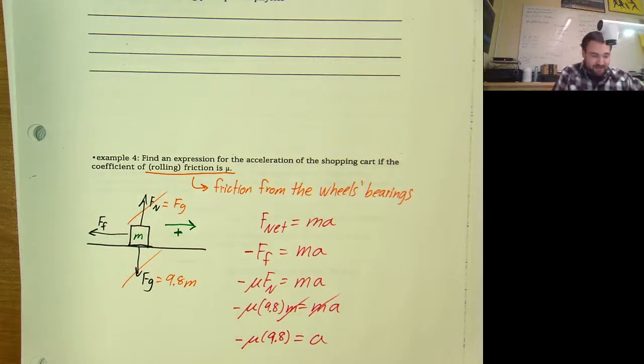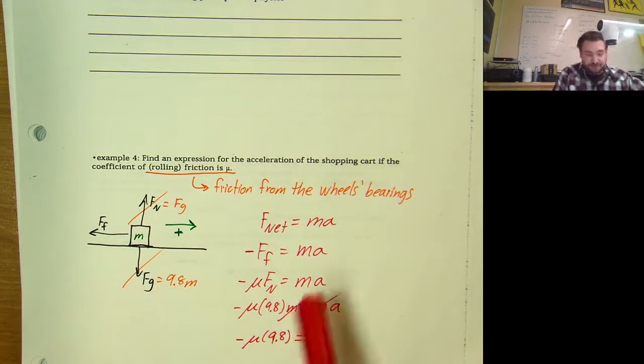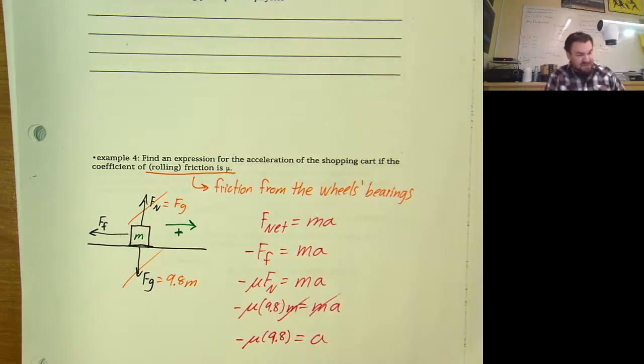My mass is canceling. If friction is the only thing slowing you down, that is a very useful expression for the acceleration. And it's 9.8 because little g is 9.8, so this is true only near the surface of Earth. It's a fun result. Flip the page.